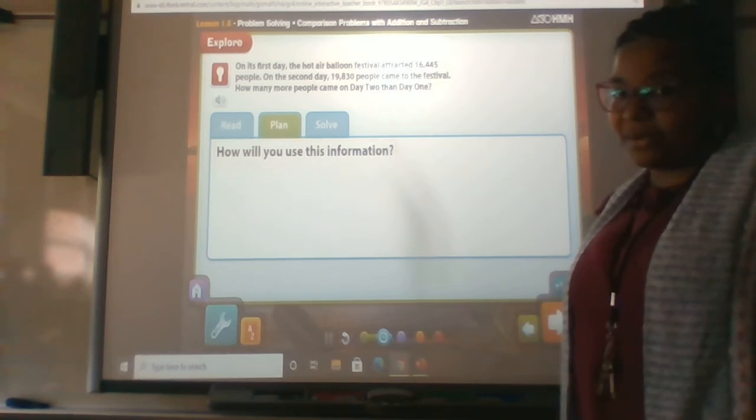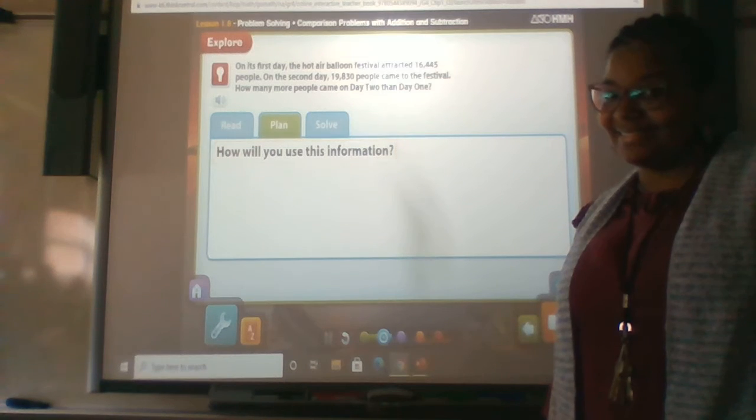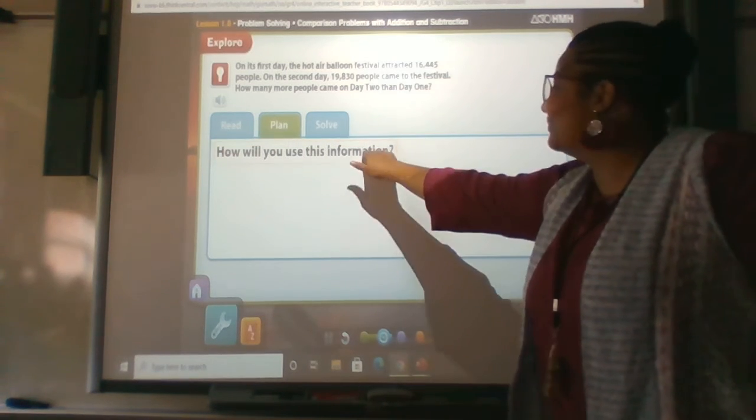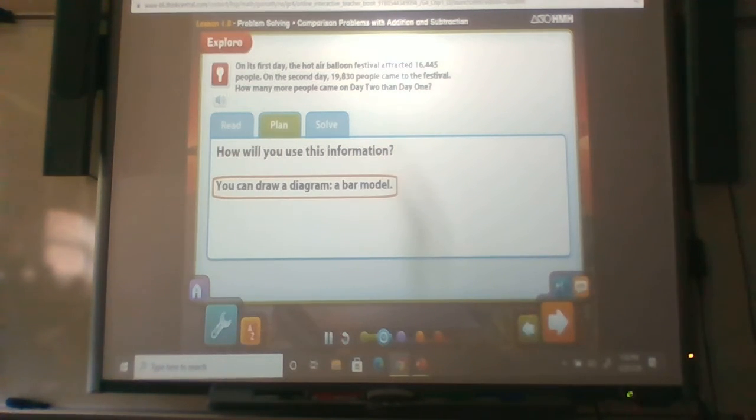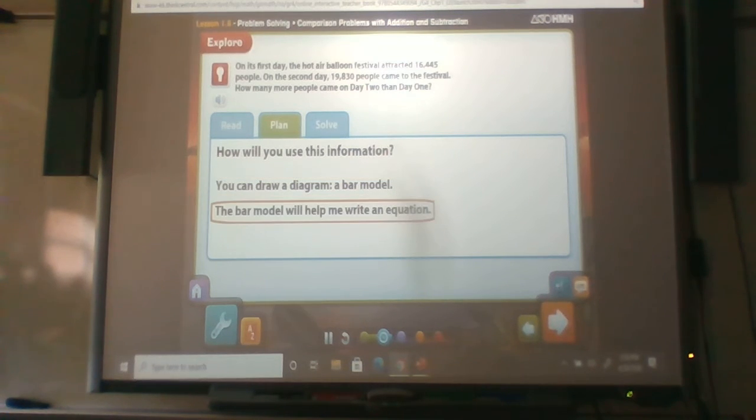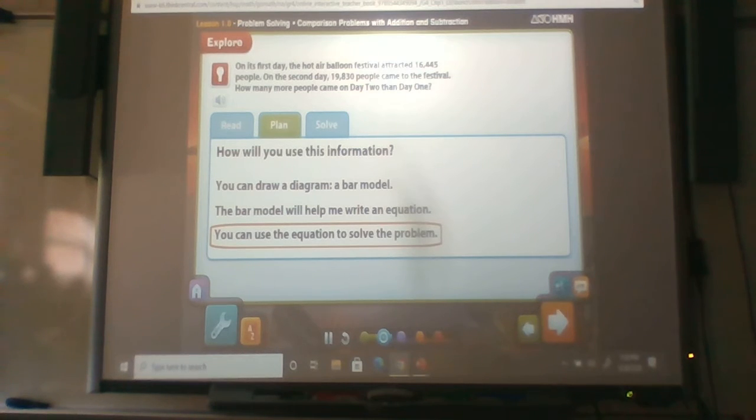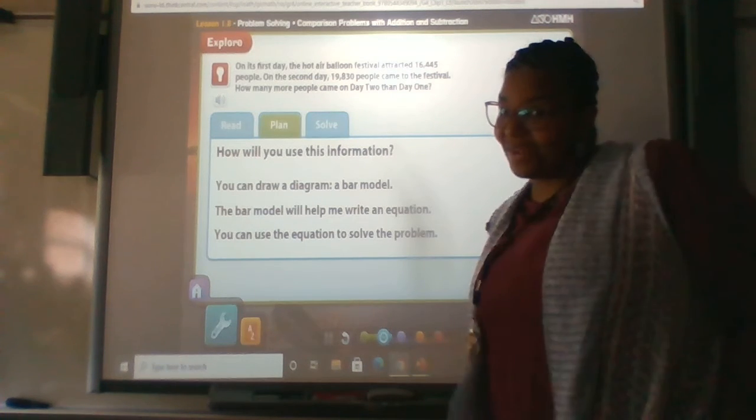How are we using it, boys and girls? Let's find out. You can draw a diagram with the information. You can use a bar model. You can use it to write an equation. You can use the equation to solve the problem. Now we are ready to solve the problem. Are you ready to solve it?